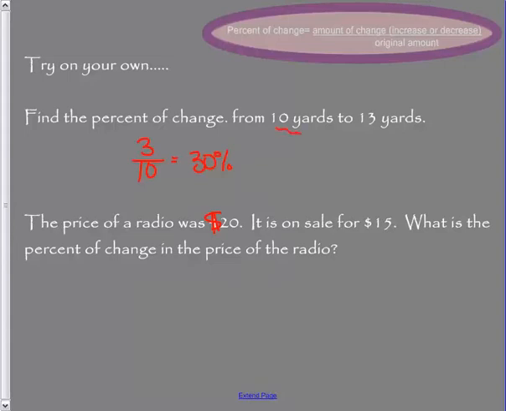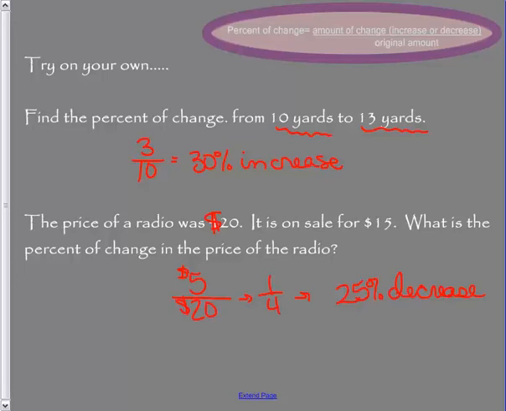So if we look at this one, 10 yards, the change would be 3 yards. This is a 30% increase. Make sure you always write increase or decrease. Okay, the radio was $20. That's the original. Over $15 is the new, so this is going to be a $5 difference. And we know that's like 1/4, which is like 25%. And this is a 25% decrease.